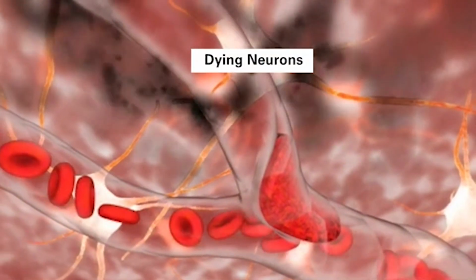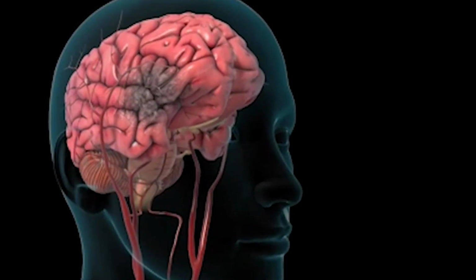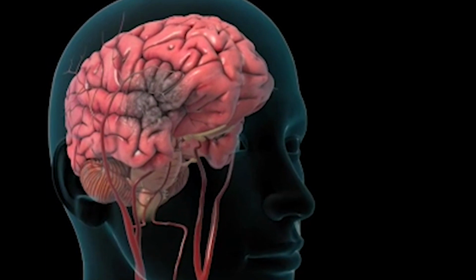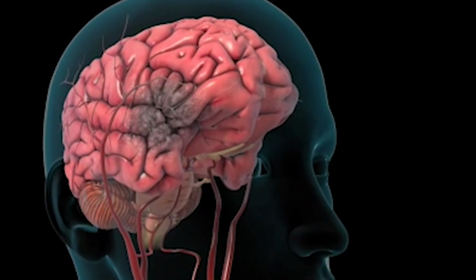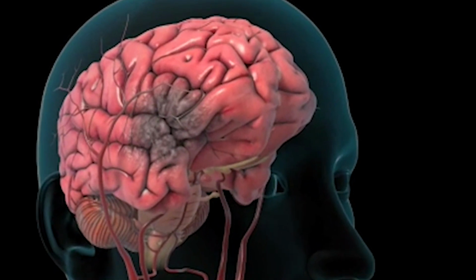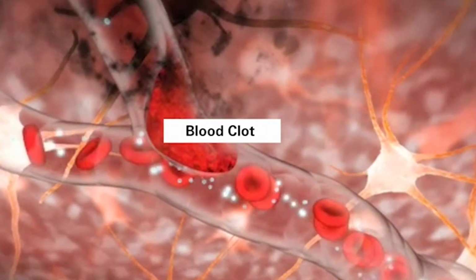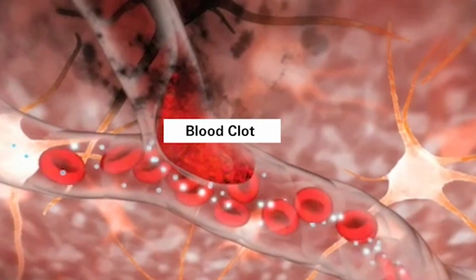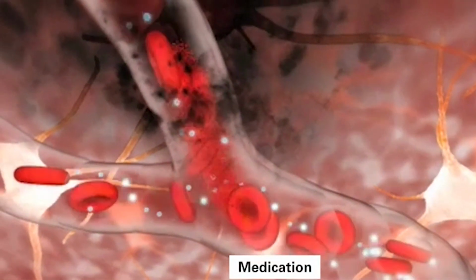Given enough time, all the neurons that were fed by the blocked blood vessel will die, and a permanent neurological disability will result. The only hope for a better outcome lies in the possibility of unblocking the blood vessel in those crucial early moments before all the cells have died. Fortunately, therapies now exist that give doctors the tools to help unblock those blood vessels. One is a medicine called TPA, or alteplase, that when injected into the body finds and literally dissolves the clot.